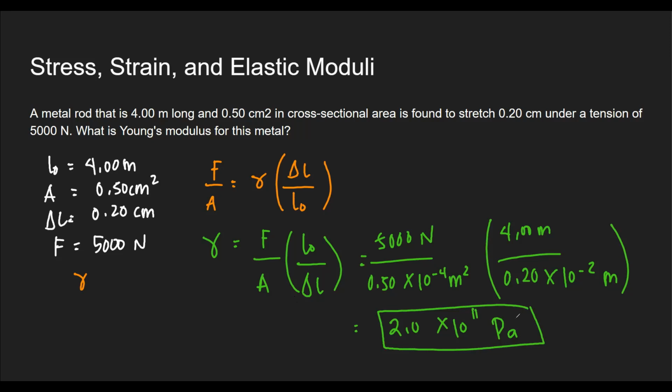If you remember, pascal is also equal to newton per square meter. So we can say 2.0 times 10 to the 11th power newton per square meter, or 2.0 times 10 to the 11th pascals.